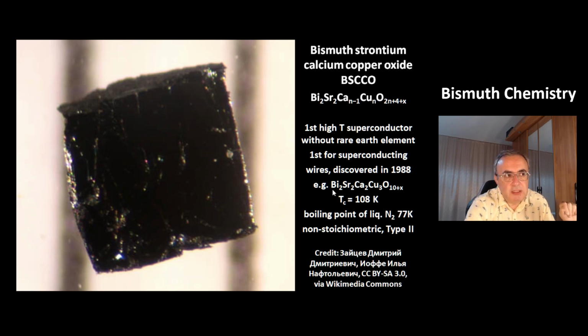This is one example of this group of compounds, Bi2Sr2Ca2Cu3O10+x. The x is important because this is a non-stoichiometric compound. And this is a type 2 superconductor. The critical temperature is 108 Kelvin, which is above the boiling point of liquid nitrogen, which is 77 Kelvin, or minus 196 degrees Celsius. That's why it's called a high temperature superconductor. And the holy grail, of course, of the research of superconductors is finding a superconductor that works at room temperature.